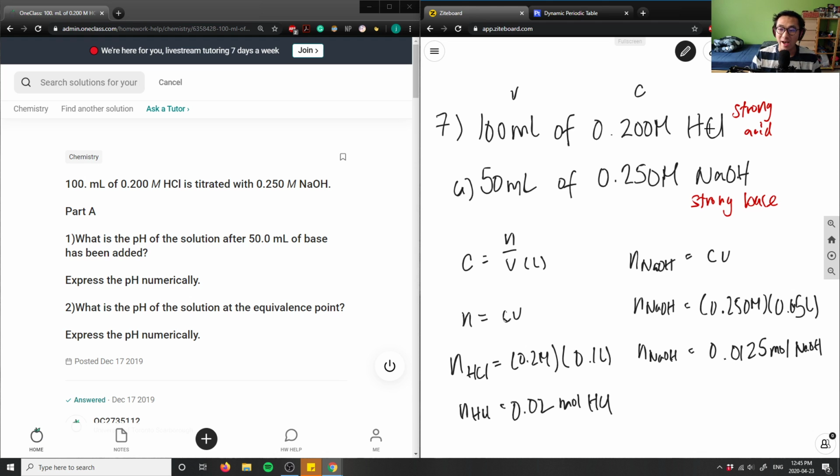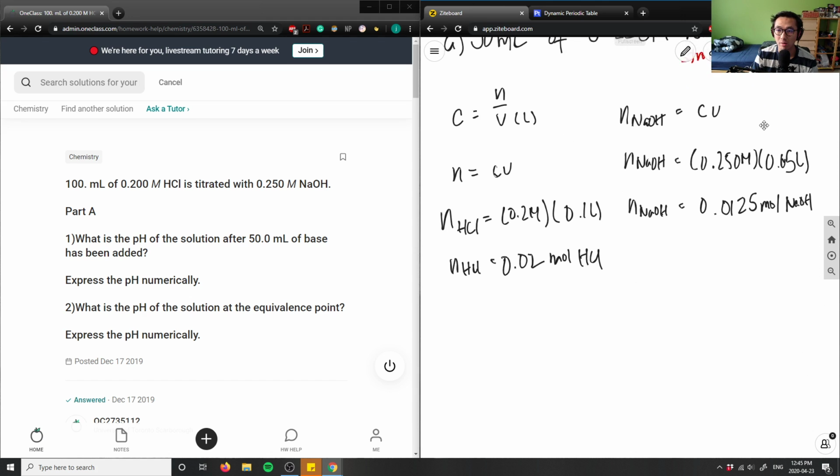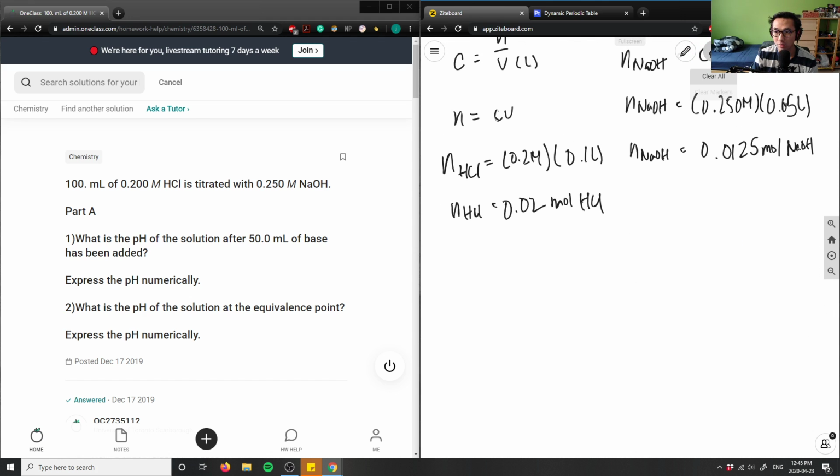So given that we have 0.0125 moles of NaOH and 0.02 moles of HCl, we have more moles of acid than moles of base, right? So what we can do is draw our chemical equation here. So what's actually happening? Oh, sorry, I didn't want to clear all of that.